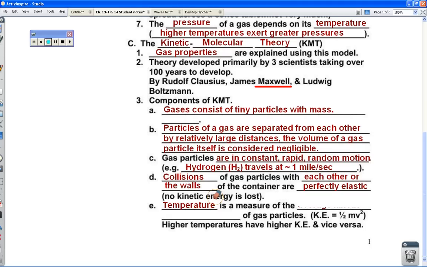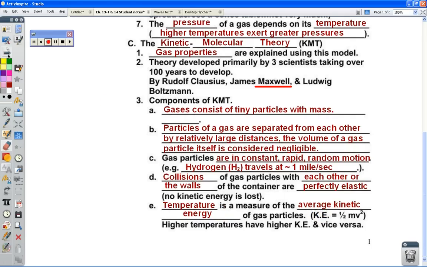Then we have temperature, where temperature is a measure of the average kinetic energy of the gas particles. Kinetic energy is measured by the equation 1/2 mv squared. That's the mass of the particle times the velocity squared of the particle. So if we're at a higher temperature, that means we have a higher kinetic energy. And if we have a lower temperature, we have a lower kinetic energy.